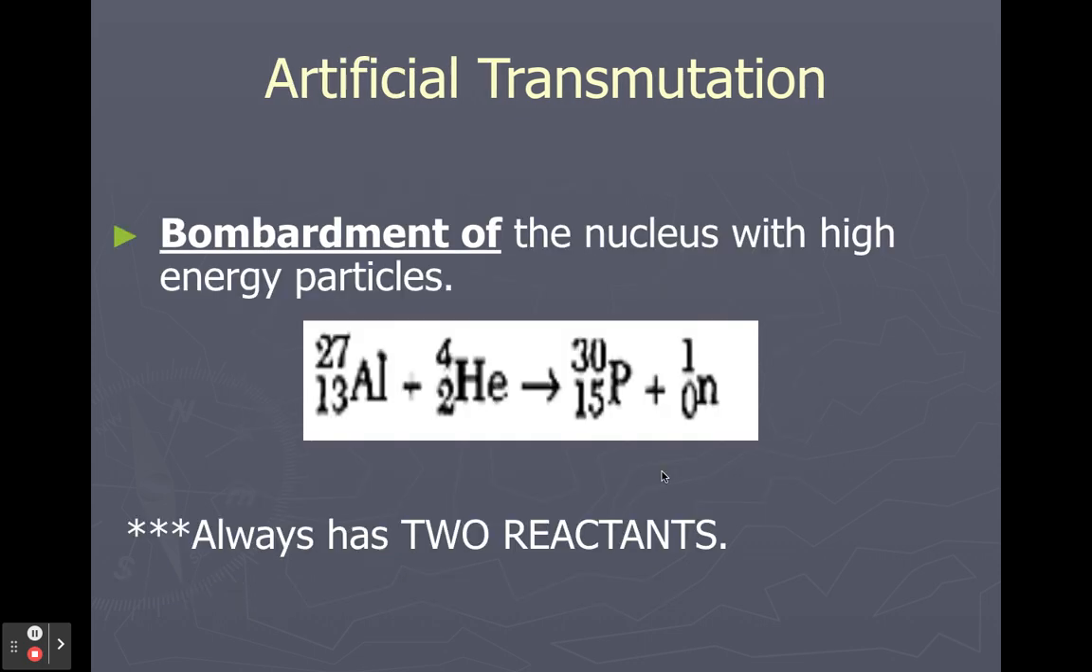We also have artificial transmutation, where humans, we can manipulate this and bombard the nucleus with something. So in artificial transmutation, you're going to have an element and a particle. This is an alpha particle. Remember, alpha particle is like a helium nucleus. You can tell artificial transmutation because it has two reactants, an element and a particle.